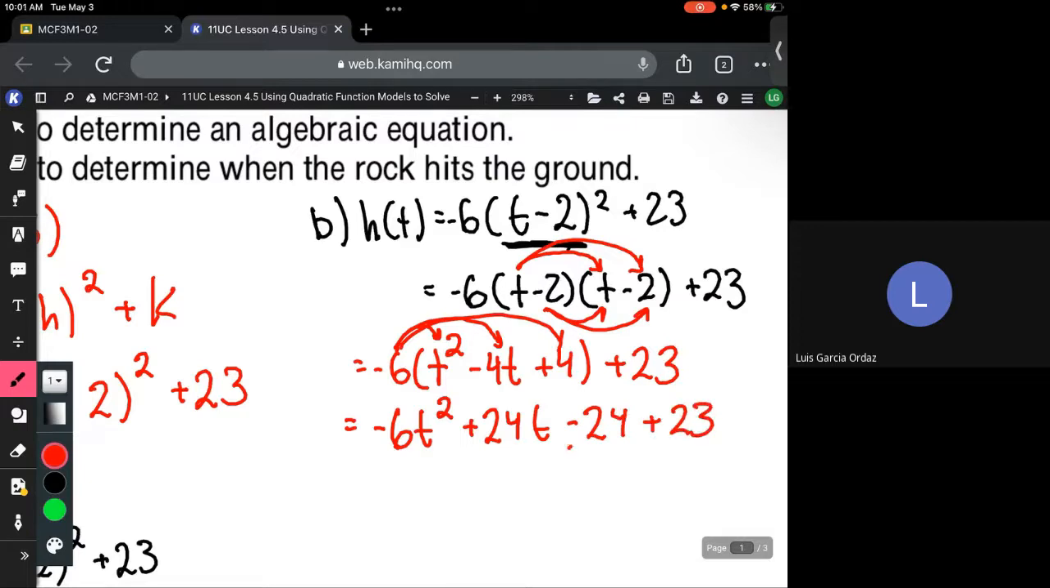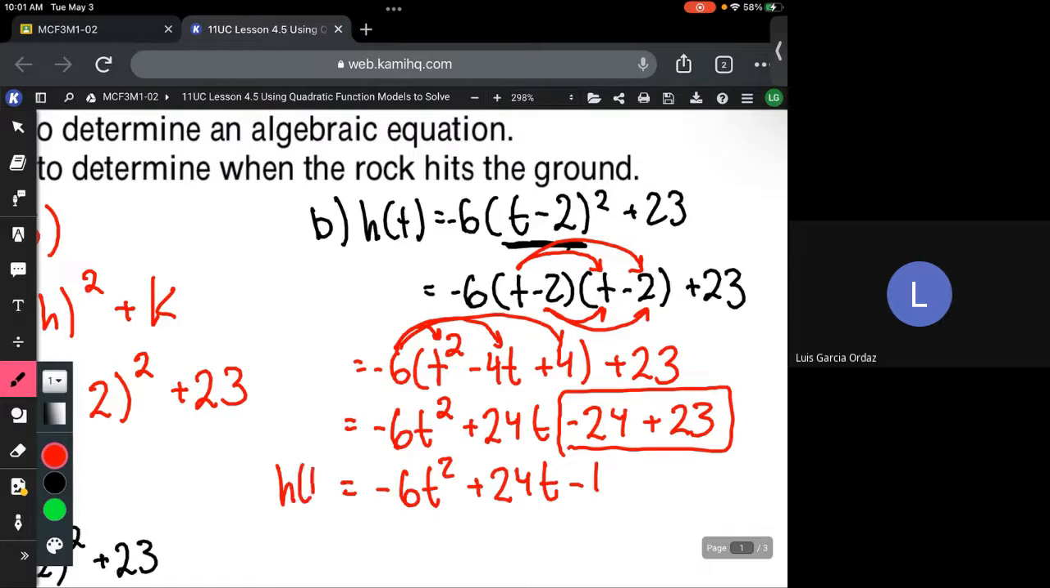So our like terms are at the end. Can someone tell me what negative 24 plus 23 gives me? Thank you. So this is our standard form. So now we have to use this to find our x-intercepts. Am I able to do sum and product, or is it impossible?